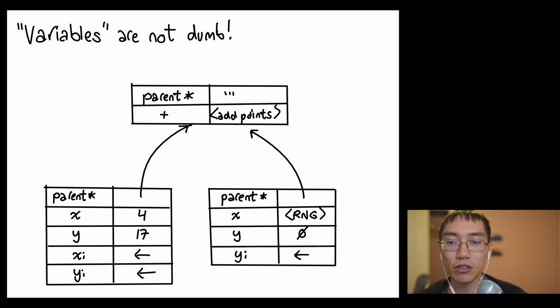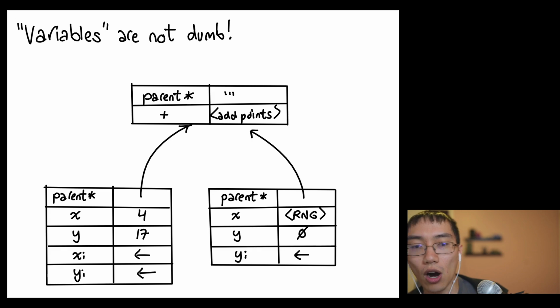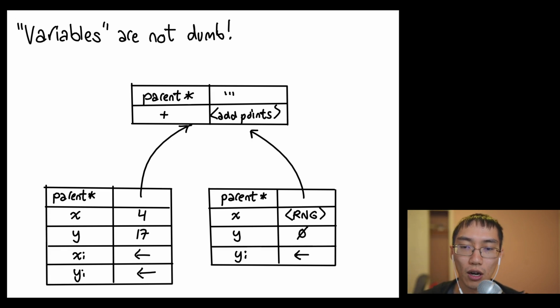Okay. So one feature of Self is that variables are not dumb. So everything is done with messages, right? So you can always override the behavior of what a slot does. So here is an example of the points class. Once again, you might be sick and tired of points, but I love points. And here I have one object where I have a good old-fashioned 4 and 17 stored in the x and y. And so, I've literally drawn in 4 as the value for that slot.